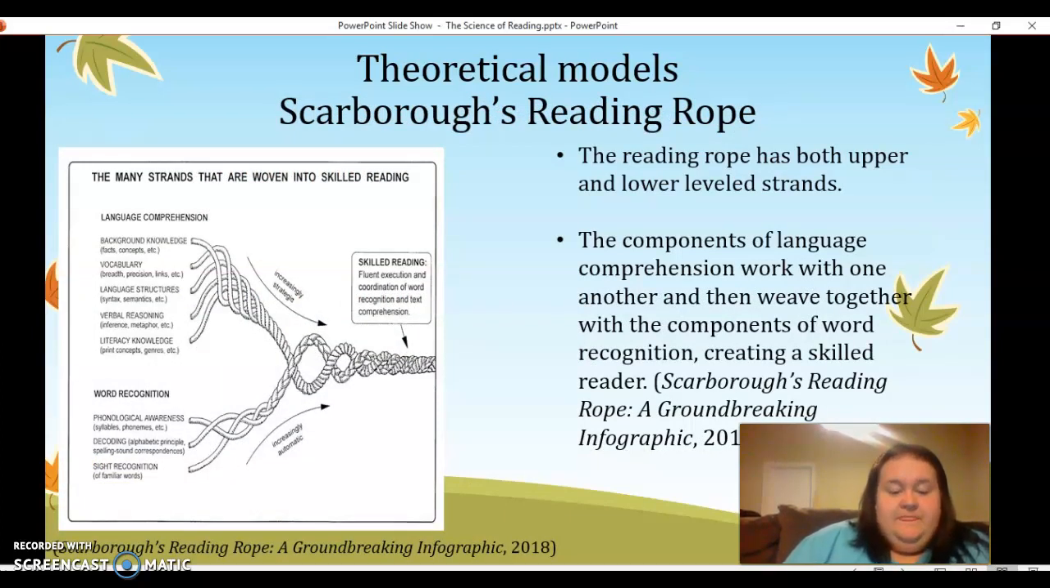Next, we are going to discuss Scarborough's reading rope. Created by Dr. Hollis Scarborough, the reading rope demonstrates how the different factors all work together to create a skilled reader. The two major components are word recognition. Within word recognition, there is phonological awareness, decoding, and sight recognition. The next component is language comprehension, which includes background knowledge, vocabulary, language structures, verbal reasoning, and literacy knowledge. Once these two major components, language comprehension and word recognition, work together, they are woven into making a skilled reader.